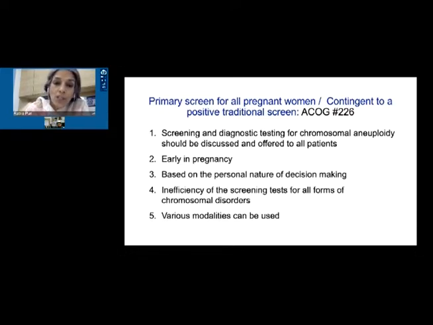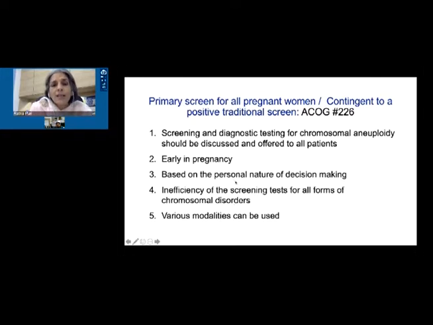This is very, very important, and this is a big change from the previous guidelines, which told us very clearly that you do the traditional screening first. If the traditional screening is high risk, then you either offer NIPT or you offer diagnostic testing. So this is a big change.